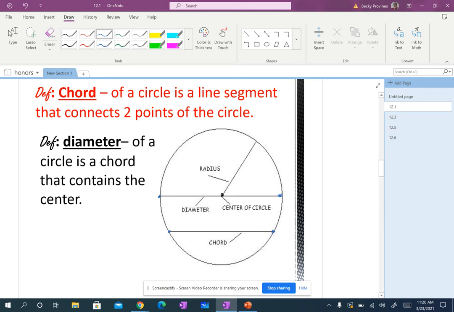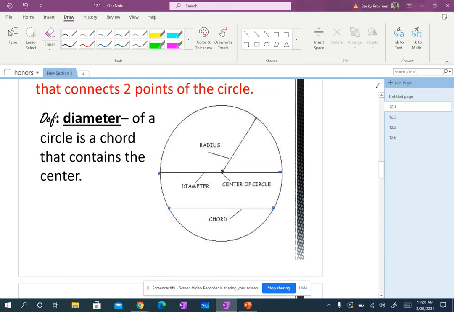Okay, now is a radius a chord? The radius is not, because it only has one endpoint on the circle. The other one is at the center. So a radius is not a chord.